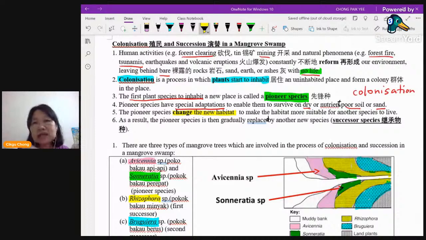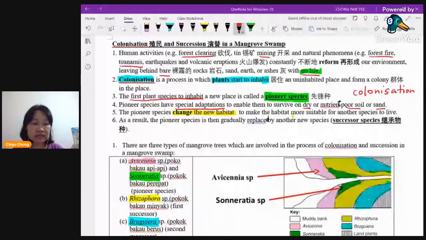So when they die, the parts of the plant will decompose. When they decompose, it becomes nutrient for the next generation. So slowly over the years, it will change the soil. It will change the condition. So when that happens, it will make the condition maybe become more suitable for another species to live.